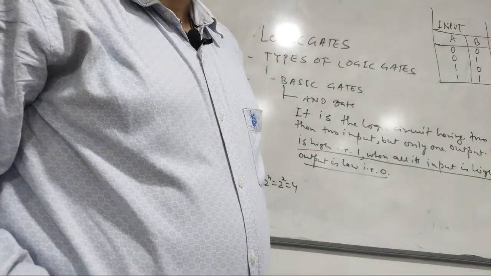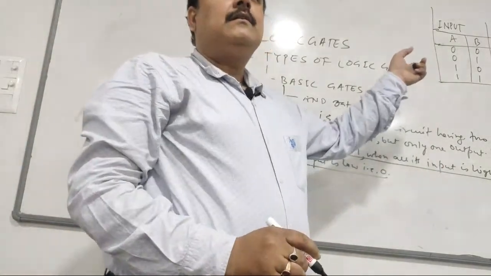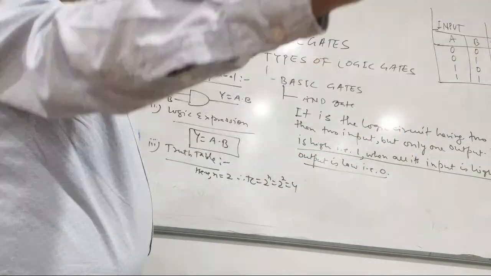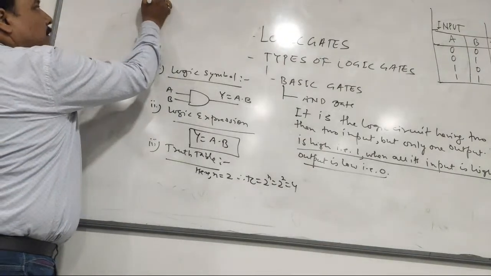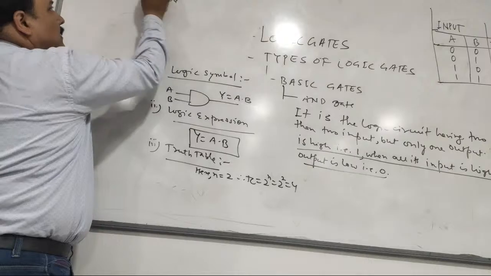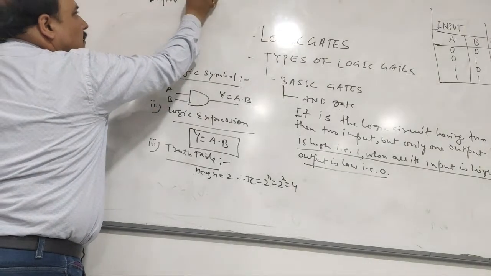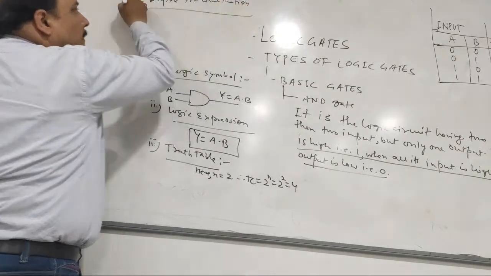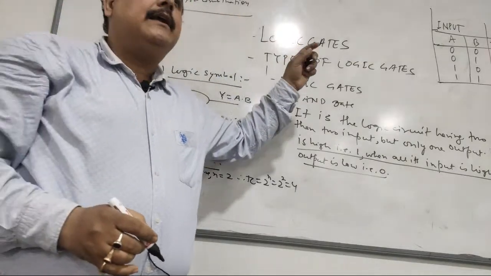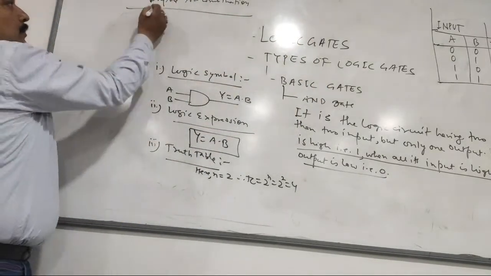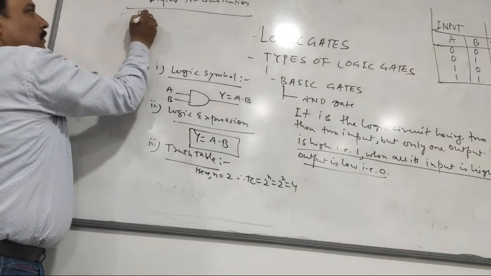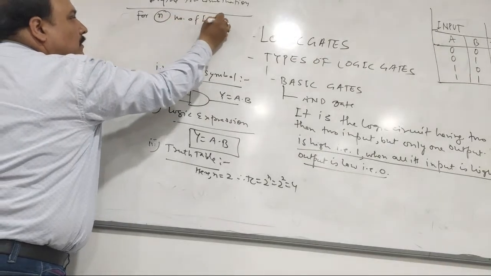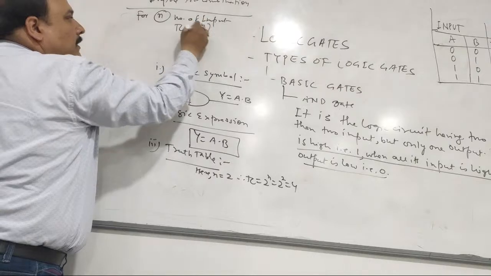How are we taking the input? In the previous class, we already discussed how we consider the input rows. The input rows are considered on the basis of the number of inputs. So for n number of inputs, the total combination is 2 to the power n.